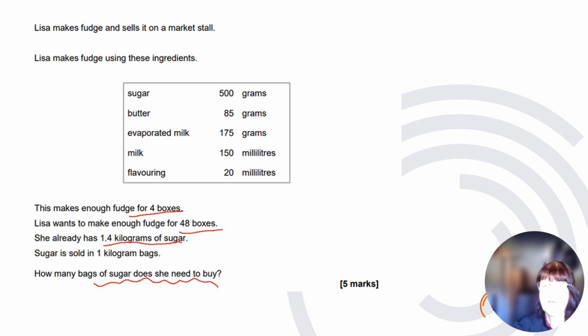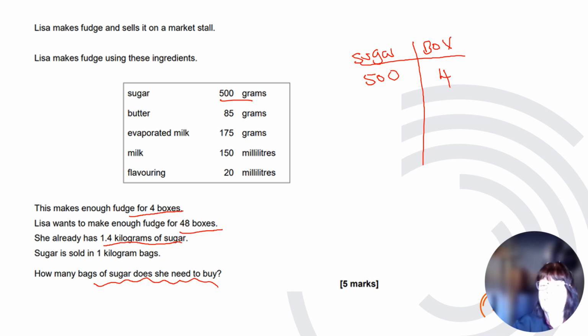So let's try and work out how much sugar she needs. What we know is sugar to boxes. We know that 500 grams of sugar will be enough fudge for 4 boxes. We want enough fudge for 48 boxes.